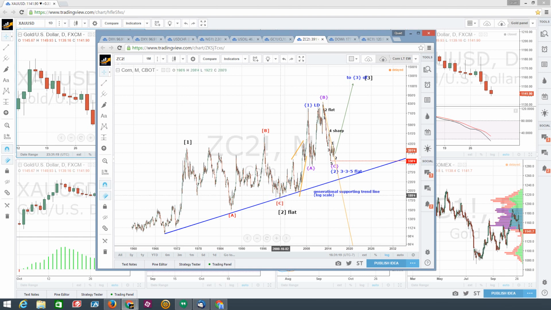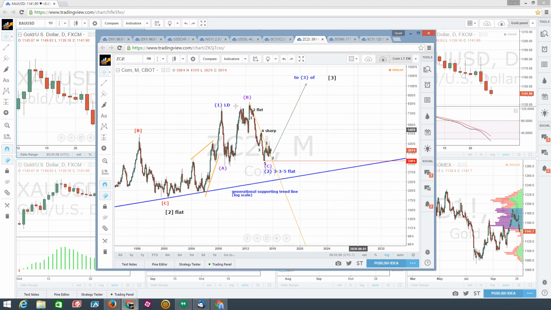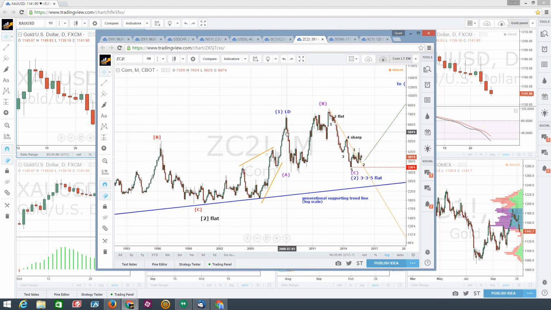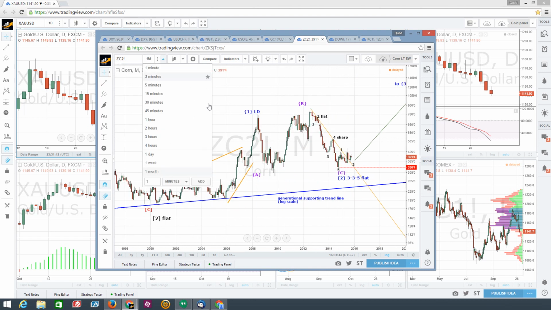And then from there, we've got a wave 1, 2, 3, 4, 5 up for a subwave 1 as a leading diagonal. That came up into 2008. And since 2008, we've been working on the sideways choppy flat correction for wave A, B, and C. And we'll zoom in on this a bit more. This is a monthly chart. Let's go to the weekly.